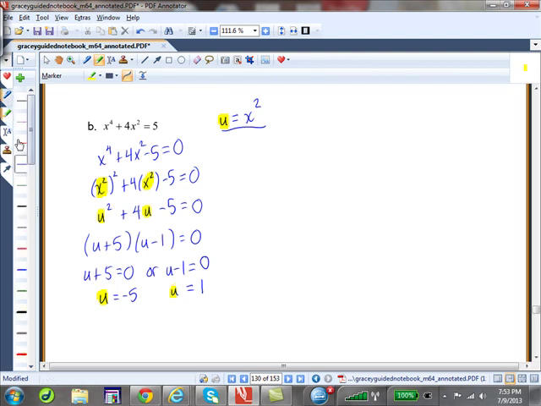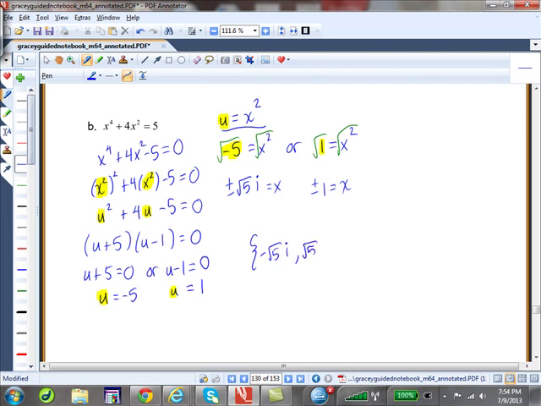So now we need to solve for x. So we get negative 5 is x squared, or 1 is x squared. These are the answers we got for u, and now we need to find what x is. So if I square root both sides, be careful that it's a negative under the radical, so we're going to get plus or minus root 5 times i equals x, or plus or minus 1 is equal to x. So again, we'll have four solutions. And I'll leave you to check that guy too.